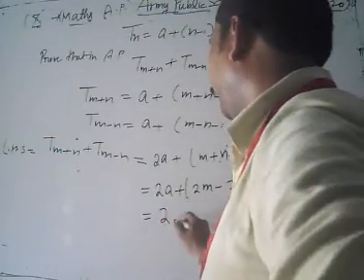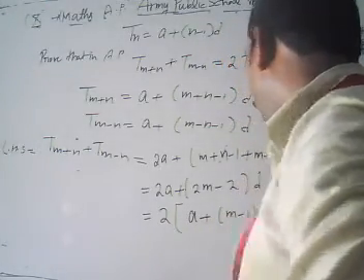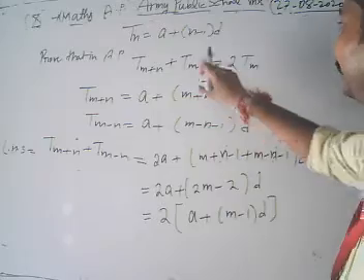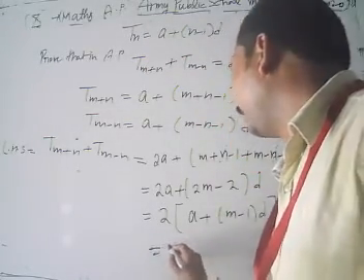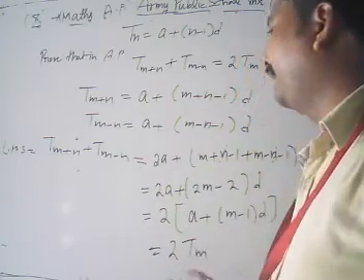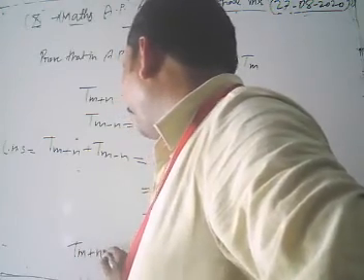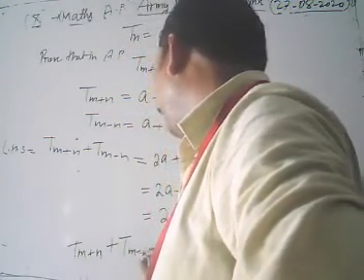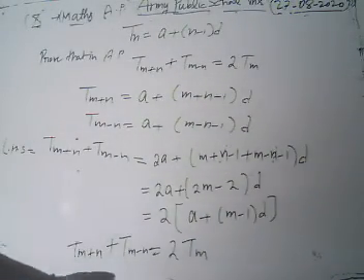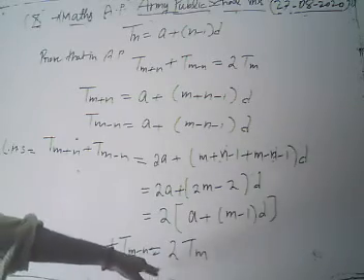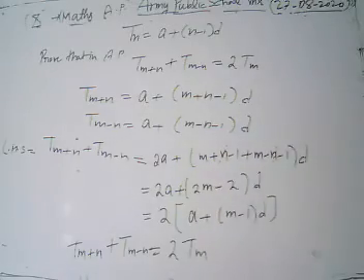Now we take out 2 common. Then we have a plus m minus 1 d. What does a plus m minus 1 d represent? It represents Tm, our mth term. Now what have we proved here? We have proved that in an AP the sum of the m plus nth term and the m minus nth term is equal to 2 times our general term m. This is our required proof.